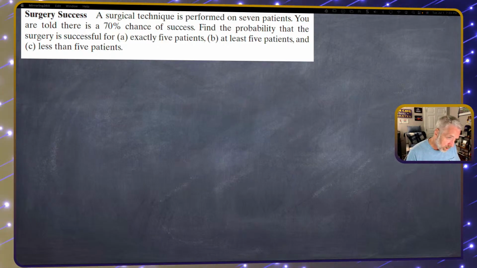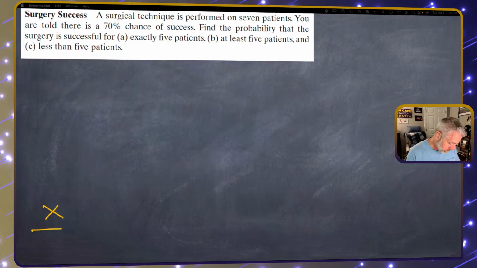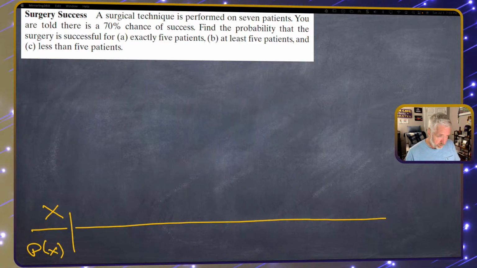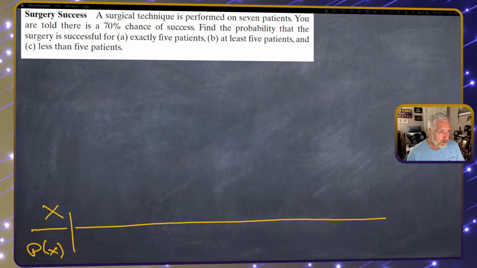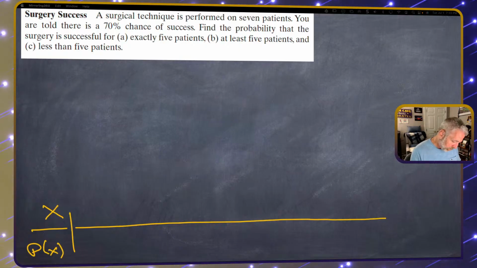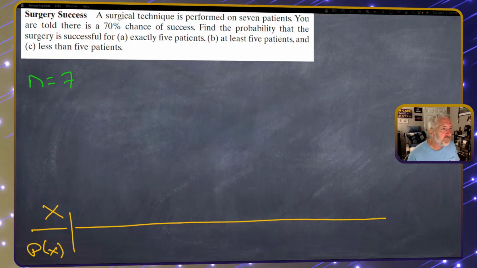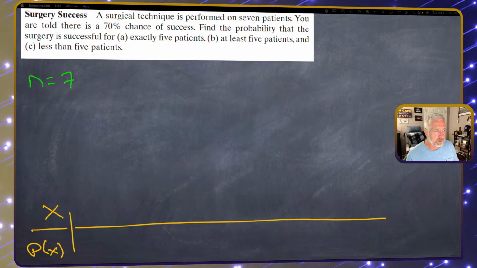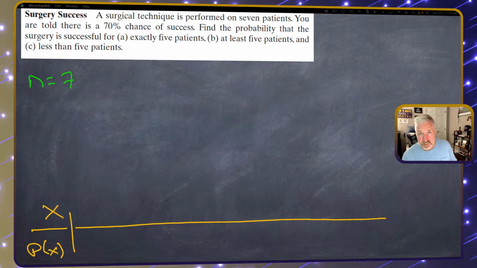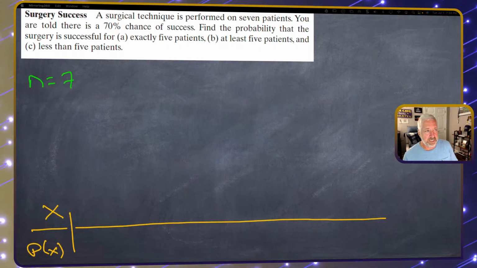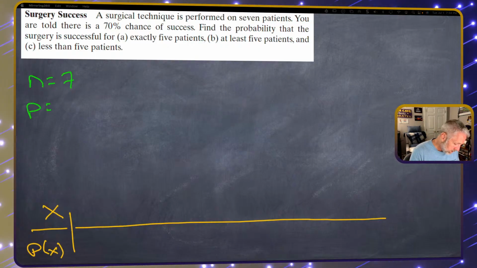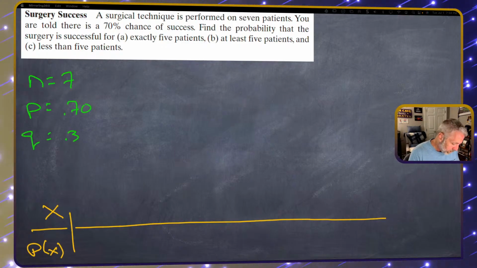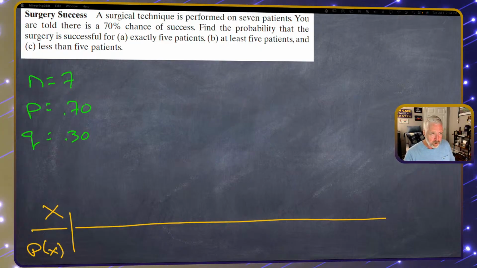And what I will do is I will draw across the bottom so I got enough room. So here's my probability distribution table. My values that I'm working with: n is equal to 7. Surgical technique is performed on 7 patients, so we have a finite number of trials. You were told there's a 70% chance of success, which means there's a 30% chance of failure. So probability of success is 0.70. Probability of failure is 0.30.